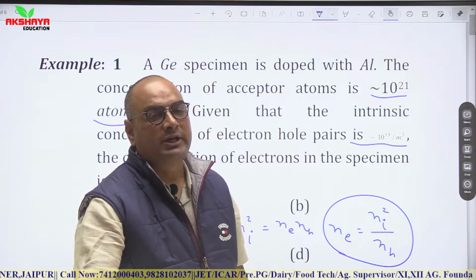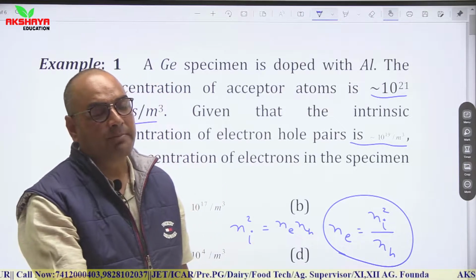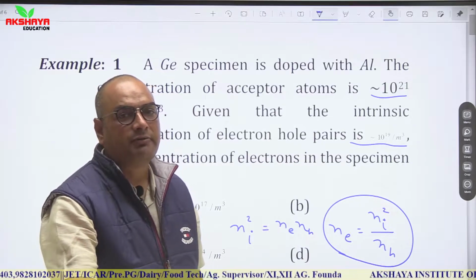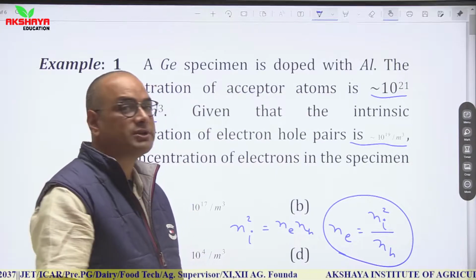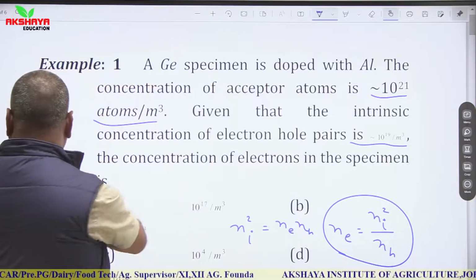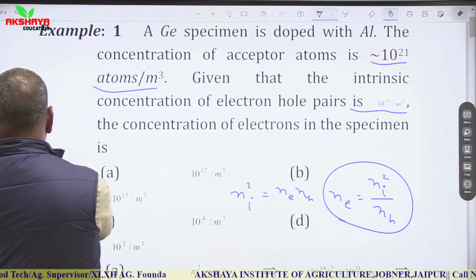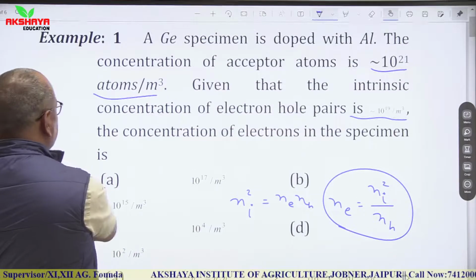So students, in today's lecture we are going to discuss a few patterns of questions based on semiconductor electronics. So let us see how different patterns of questions are asked from this topic. Let us see the first question, which is based on concentration of charge carriers.